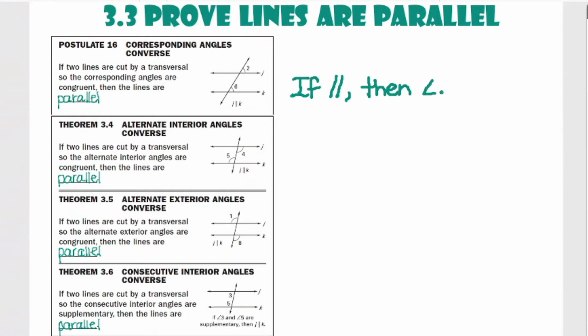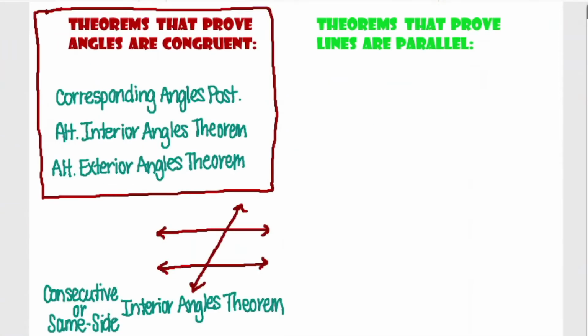These converses, if you remember, a converse is where the if and the then switch. So in this case, we'll be checking to make sure if our angles are doing the right thing, then we can guarantee we have parallel lines. That's the difference in today's lesson. I really want you to be able to tell the difference between the postulate and theorems that we learned last time and those that we're learning today.